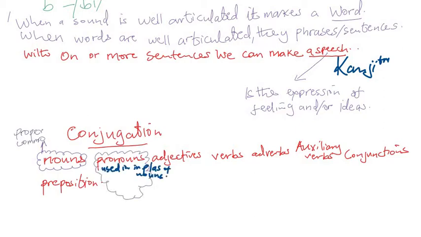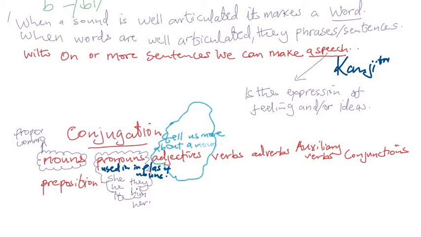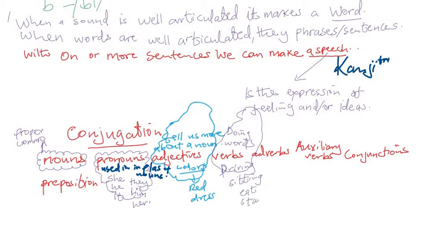Pronouns are used in place of nouns, and they include she, he, it, they, him, her. Adjectives tell us more about a noun. For instance, colors are adjectives: red, reddish. And then we got verbs, which are doing words like driving, sitting, eat, stay, and more.